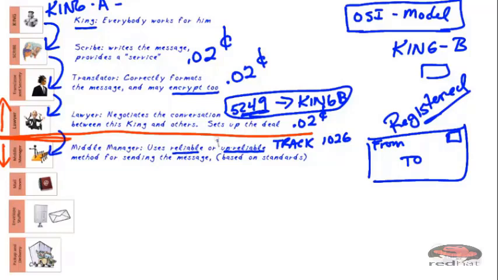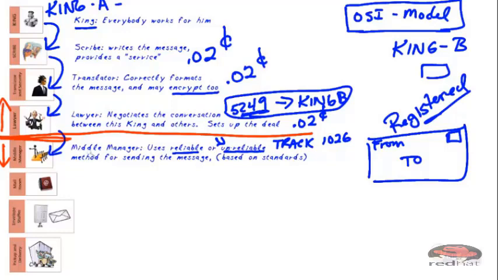Well, how about unreliable? Unreliable is where the middle manager says, sure, I'll send it out, but I'm not going to ask for a receipt. It's like sending a postcard, where if it gets there, great. If it doesn't get there, great. You don't get any acknowledgement back from the delivery company about whether or not the postcard was delivered. You just hope for the best. And that's what unreliable is all about.